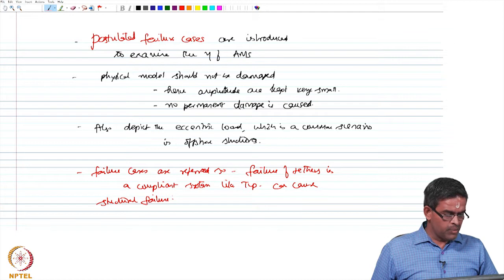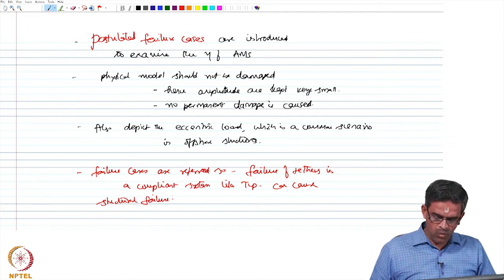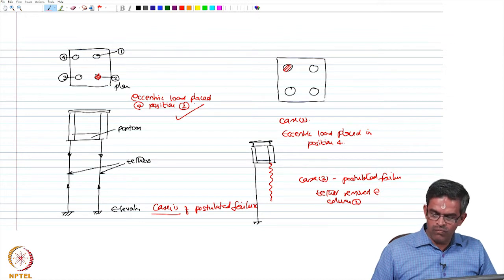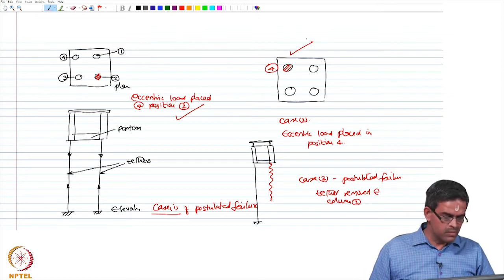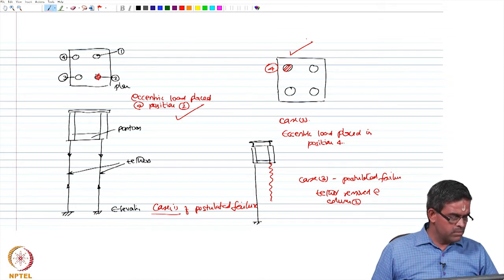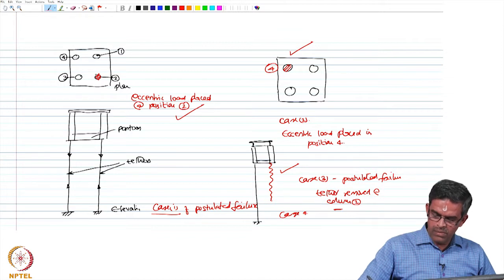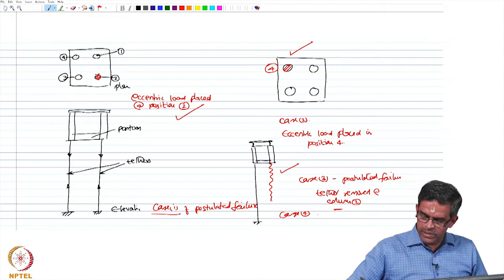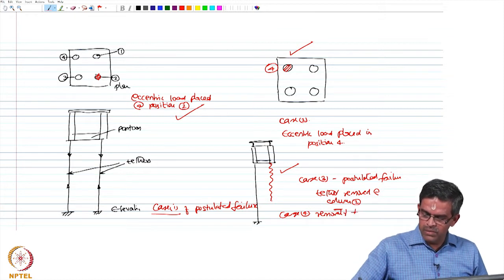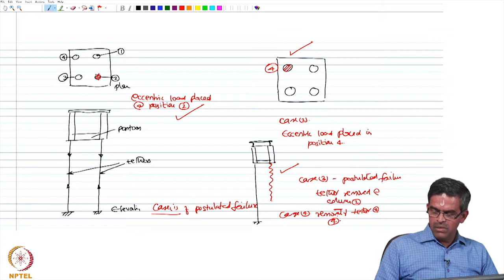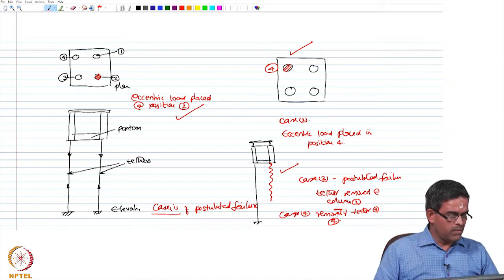So, now we have seen there are 3 cases: postulated failure case 1 with an eccentric load over column 2, you can see here column 2, postulated failure case 2 with eccentric load over column 4. Then the case 3 is essentially the removal of legs at column 2, and case 4 is removal of leg at column 4 itself, that is removal of tether at position 4. Okay. There are 4 cases we examined. The model is excited to a very high wave amplitude, and then we want to see the damage condition.